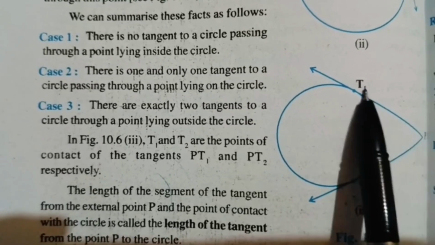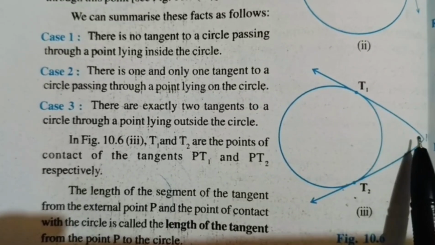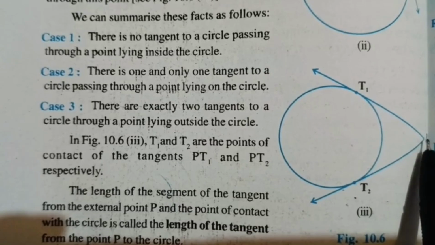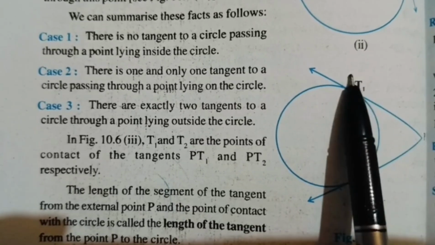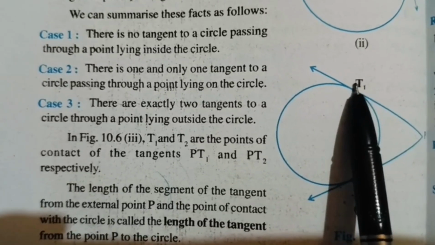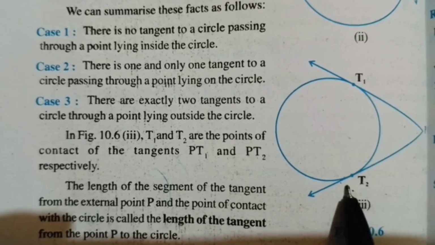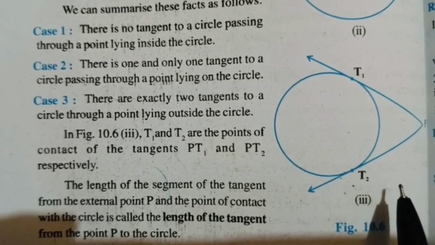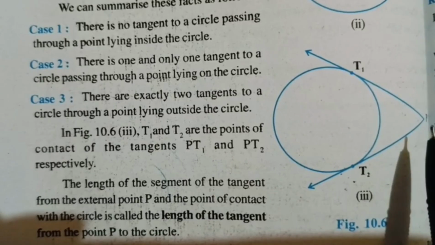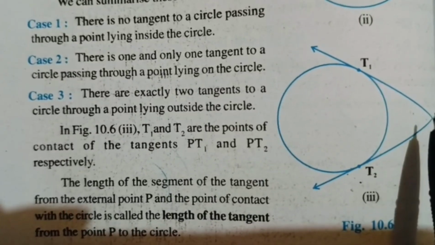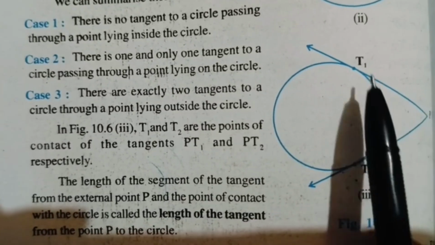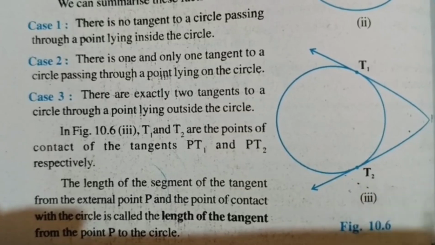The length of the line segment from the external point P to the point of contact T1, PT1, is known as the length of the tangent, and PT2 is also the length of the tangent. And I already said that PT1 is always equal to PT2.